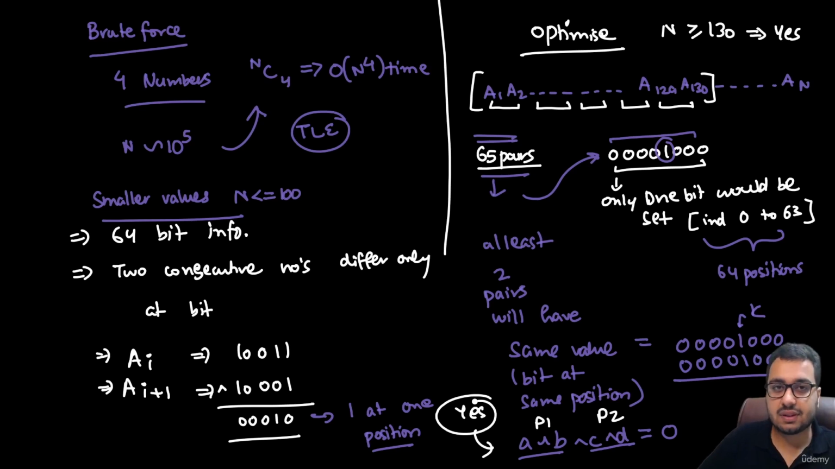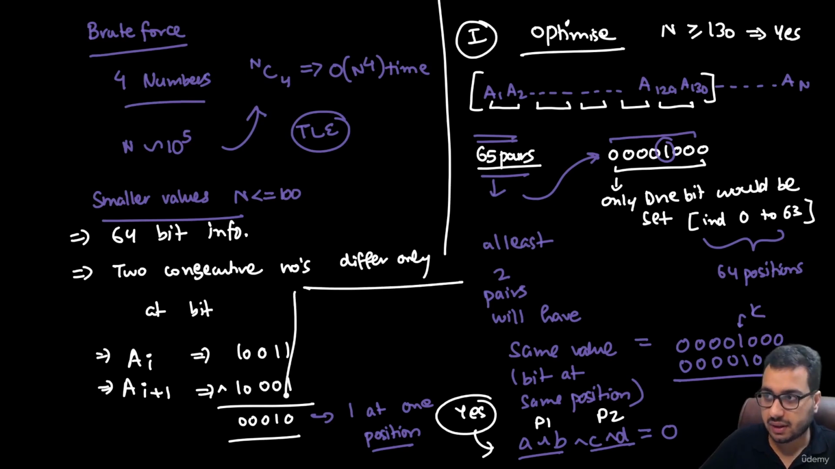That means if the number of numbers is greater than or equal to 130 in the array, the answer would always be yes. So this solves the case when n is greater than or equal to 130. Okay, now let's come to the second case. What if the value of n is less than 130? If n is less than 130, our brute force solution will work for smaller values of n. We can still optimize the brute force solution a little bit. Let's see how we can do it.